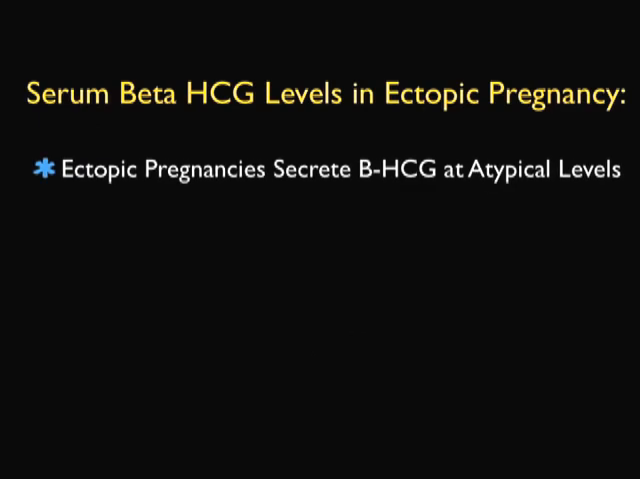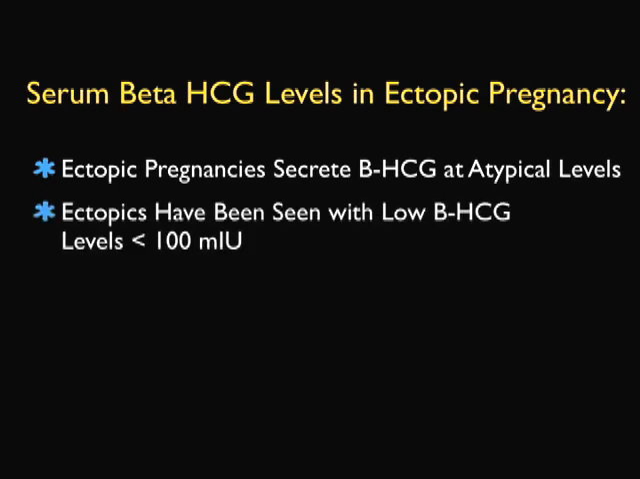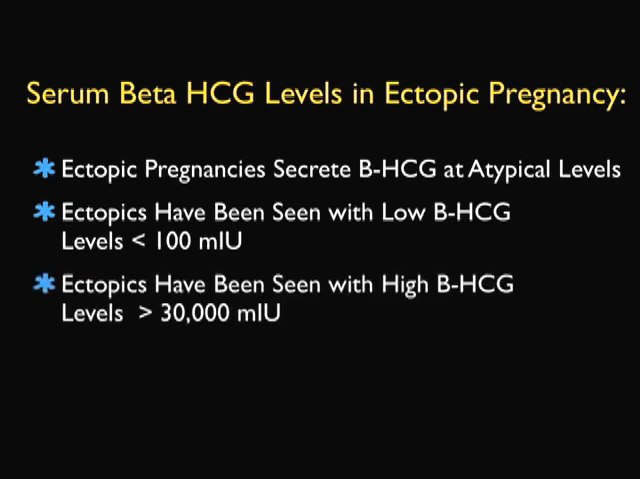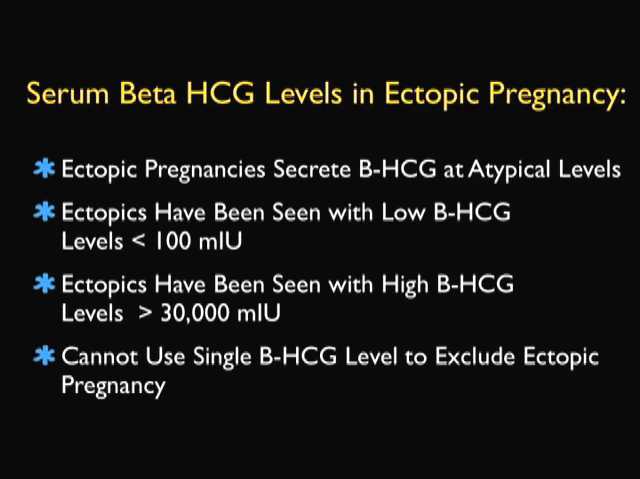Also, another important concept is the relation of the serum beta-HCG levels to an ectopic pregnancy. Very important point here is that ectopic pregnancies secrete beta-HCG at atypical levels in contrast to the steady levels secreted by an intrauterine pregnancy. Ectopics have been seen with low beta-HCG levels as low as less than 100 milli-international units. Ectopics, on the other end, have been seen with very high beta-HCG levels, higher than 30,000 milli-international units. Therefore, the defining concept here is one cannot use a single serum beta-HCG level to exclude an ectopic pregnancy.